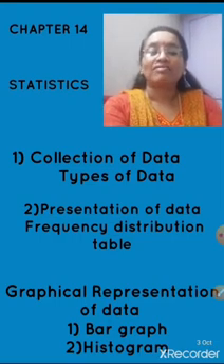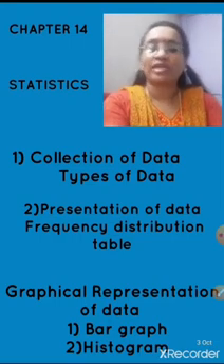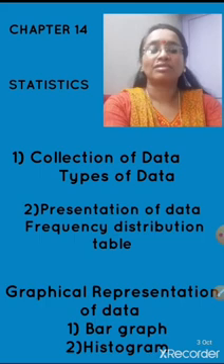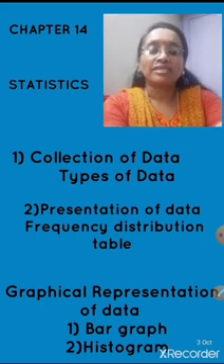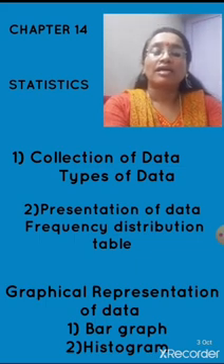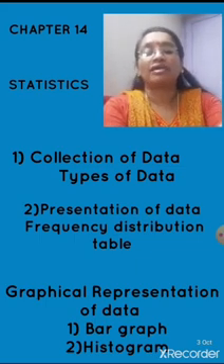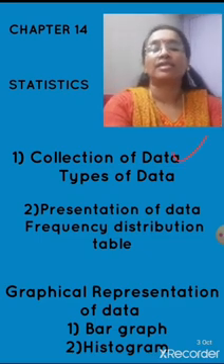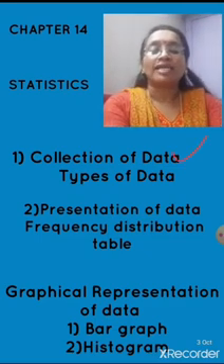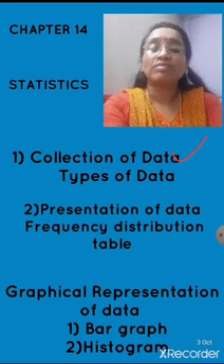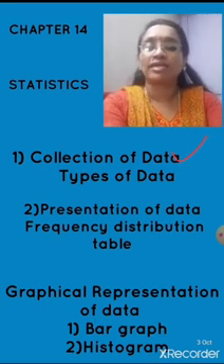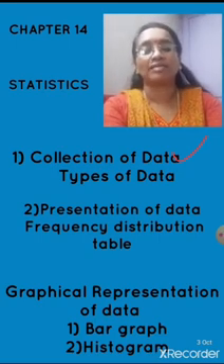Today we can start chapter number 14, Statistics. In this chapter, you are going to study, first thing, collection of data. In that collection of data, different types of data are there. Two types of data are there that you are going to study.